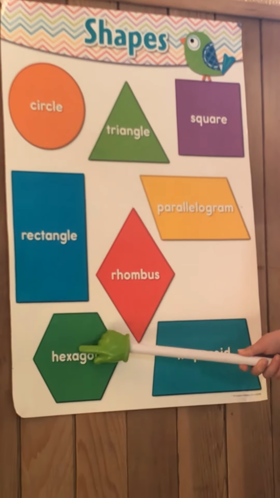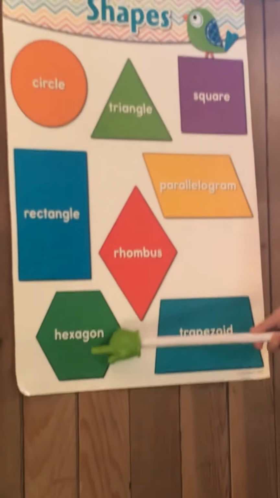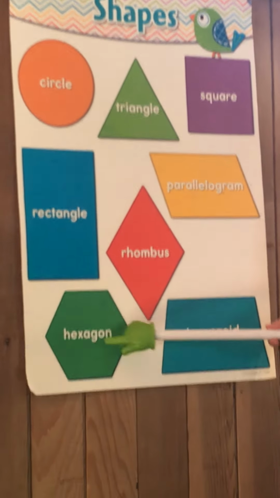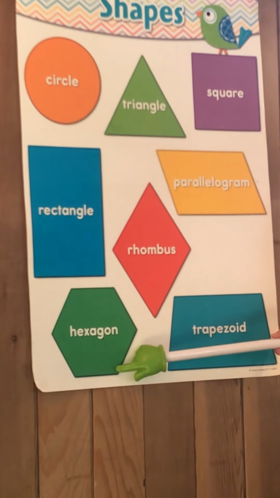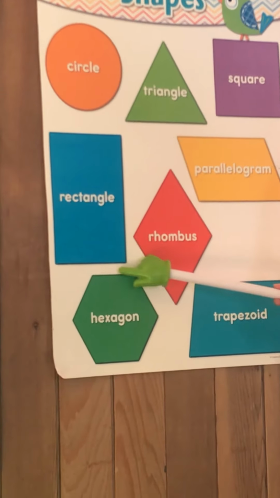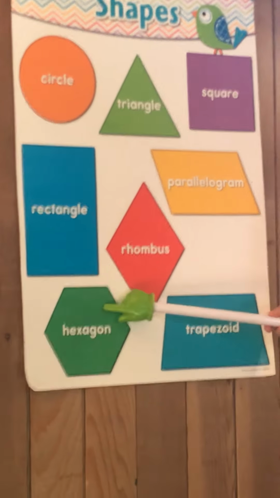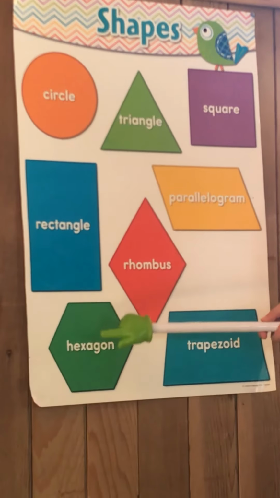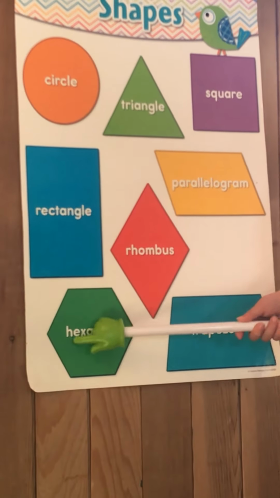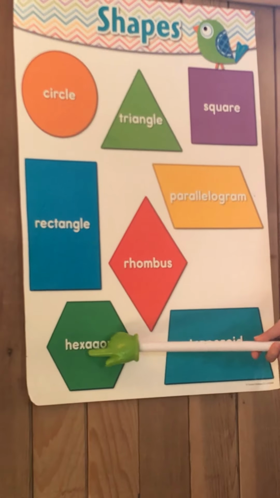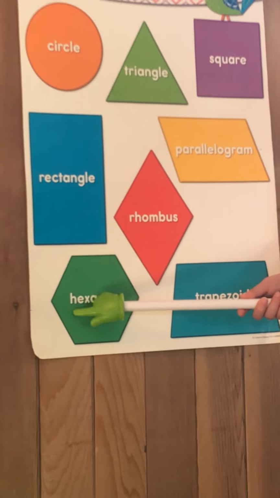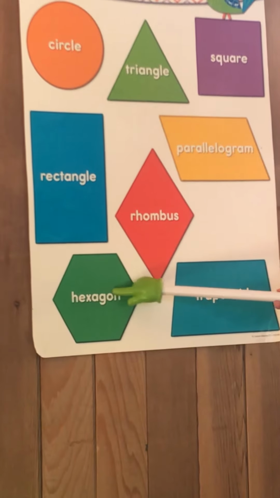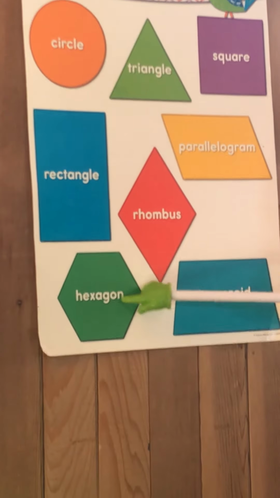Cameraman David, do we have somebody at home that would like to tell us what the green shape is? Haley Erickson. Okay. Sutton, what shape is the green shape? Has six sides. Starts with the beginning sound of hexagon. All right, Sutton. Thank you.